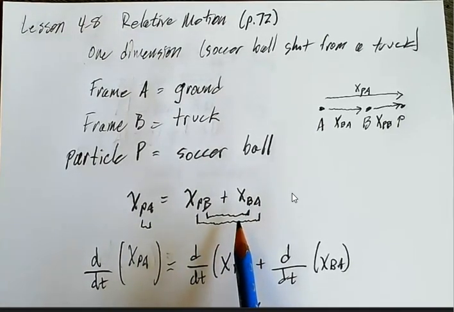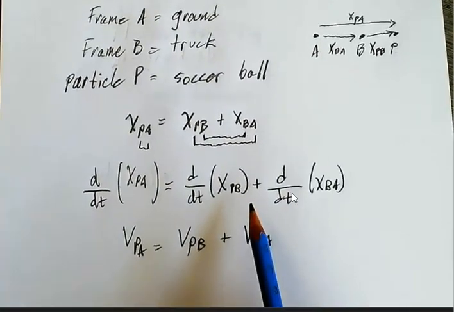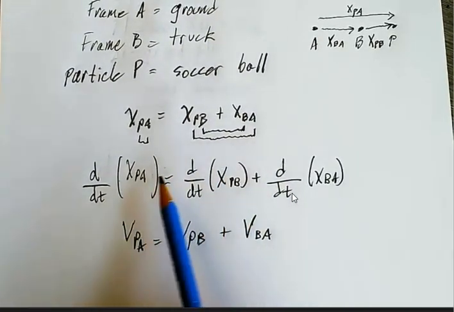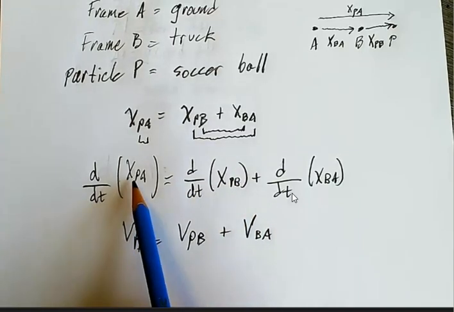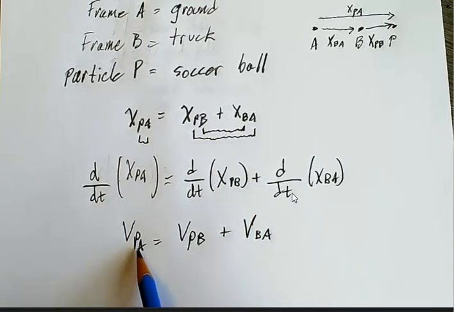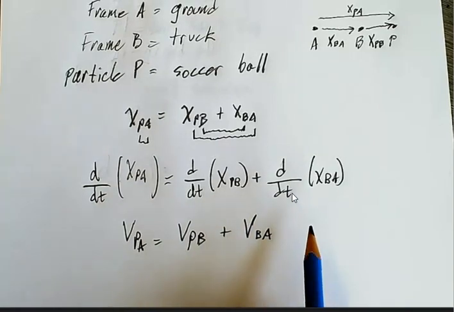Okay, now we're going to take the time derivative of all terms, of both sides of the equation. So the derivative of position with respect to time is velocity, and I do that for all three terms.